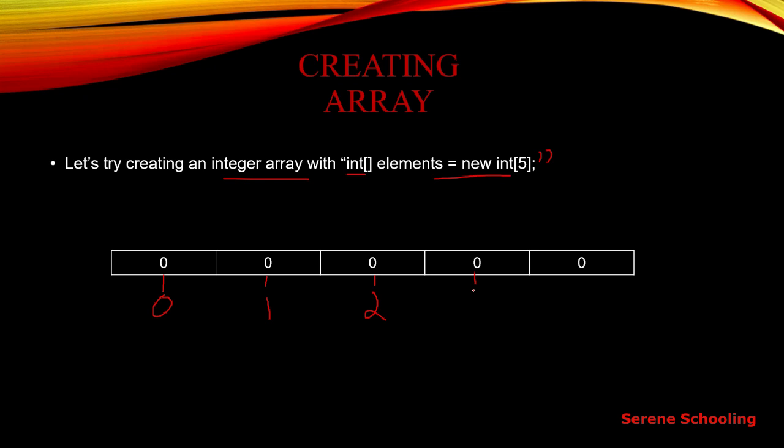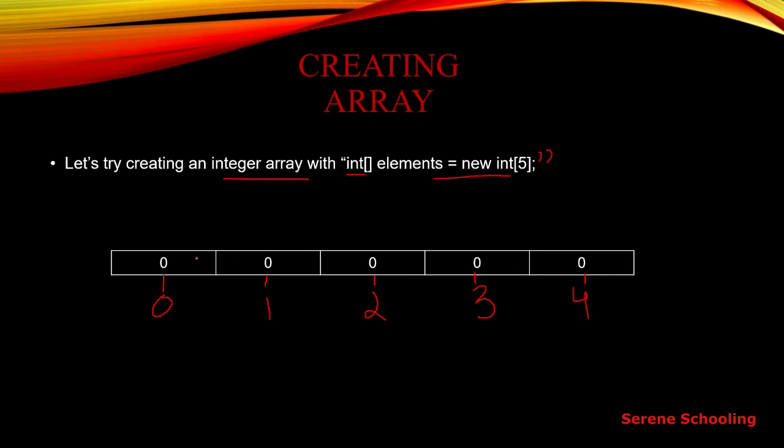This is the third, and this is the fourth index. So now we have this. We have an array of size 5, and all the default values will be 0. So when you create an array, 5 elements, 5 cells, 5 numbers will be created, and each will have a value of 0.